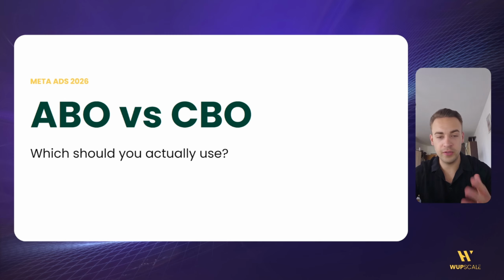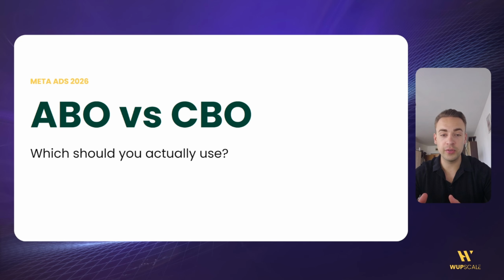So ABO or CBO, which one should you use on your Meta Ads campaign? After spending over $5 million on Meta Ads, I'm going to share my best practice, and I think the answer is simpler than you expect. For most people, especially if you are running on a smaller budget, I recommend using CBO. I use CBO on all my campaigns for testing and for scaling campaigns as well.